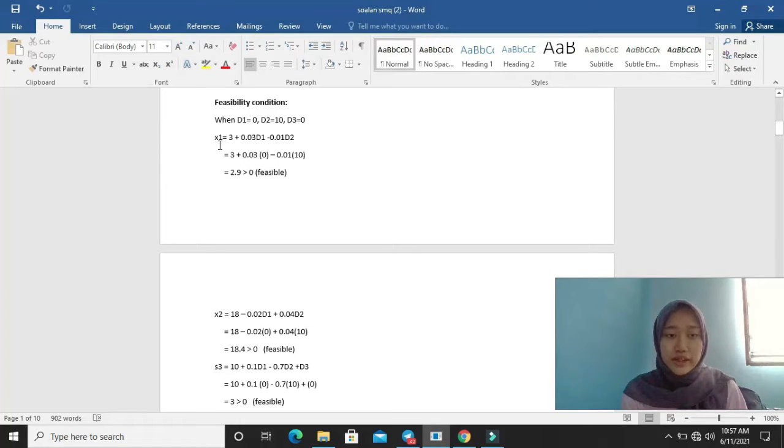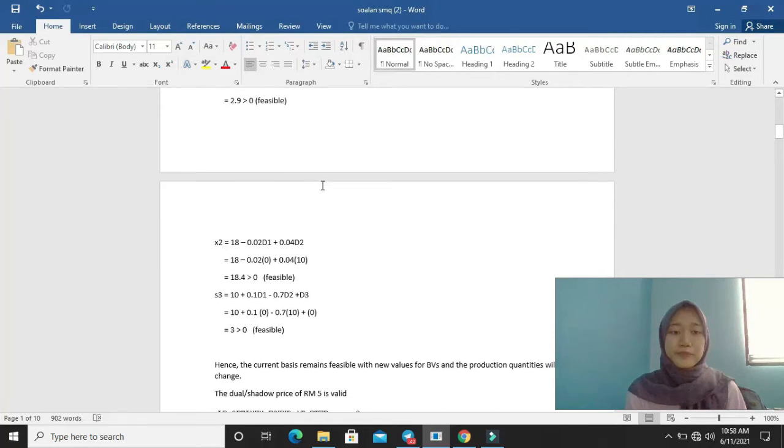So x1, the equation is 3 plus 0.03 d1 minus 0.01 d2. So we just substitute the value of d1, d2 and d3 into the equation. So we obtain that the value of x1 is 2.9, which is greater than 0 and it is feasible.